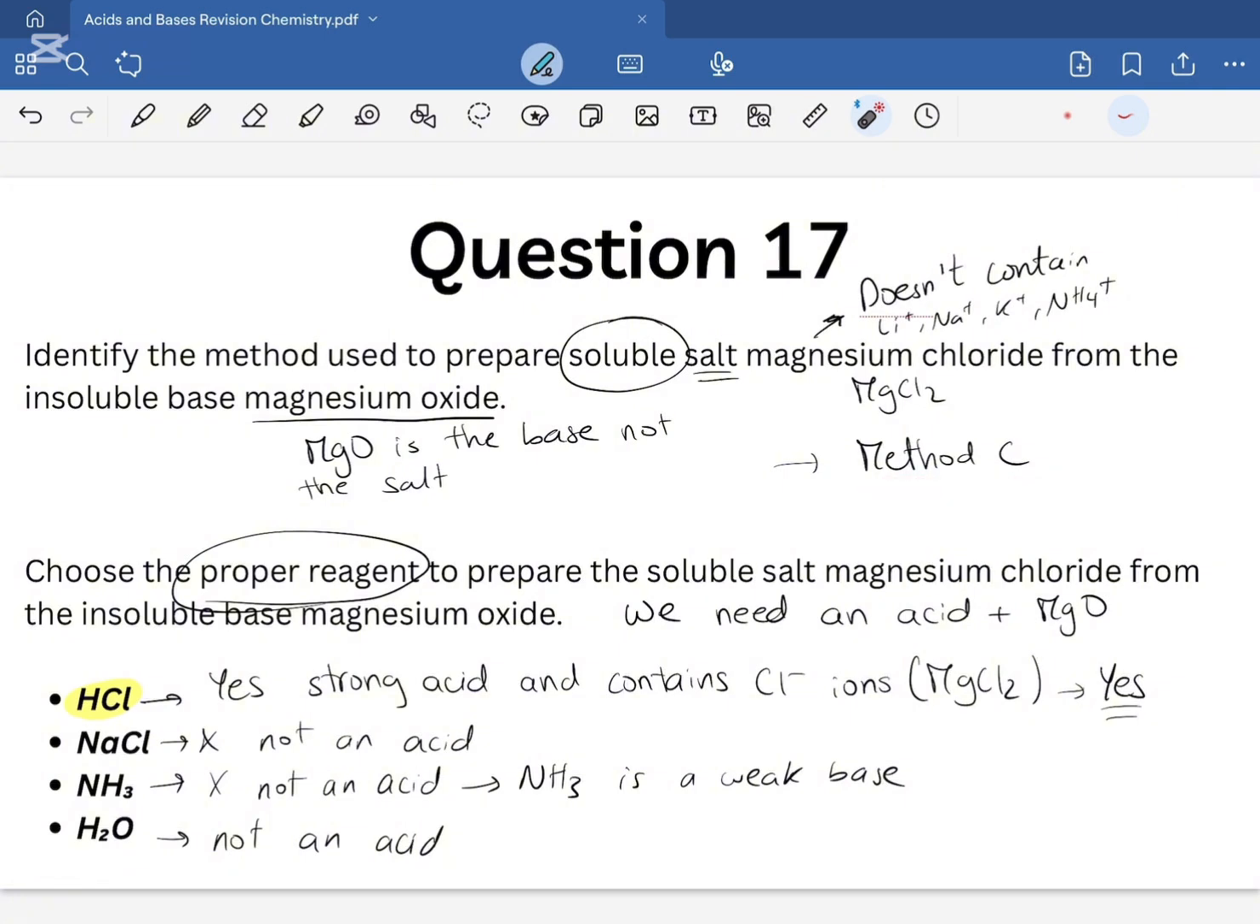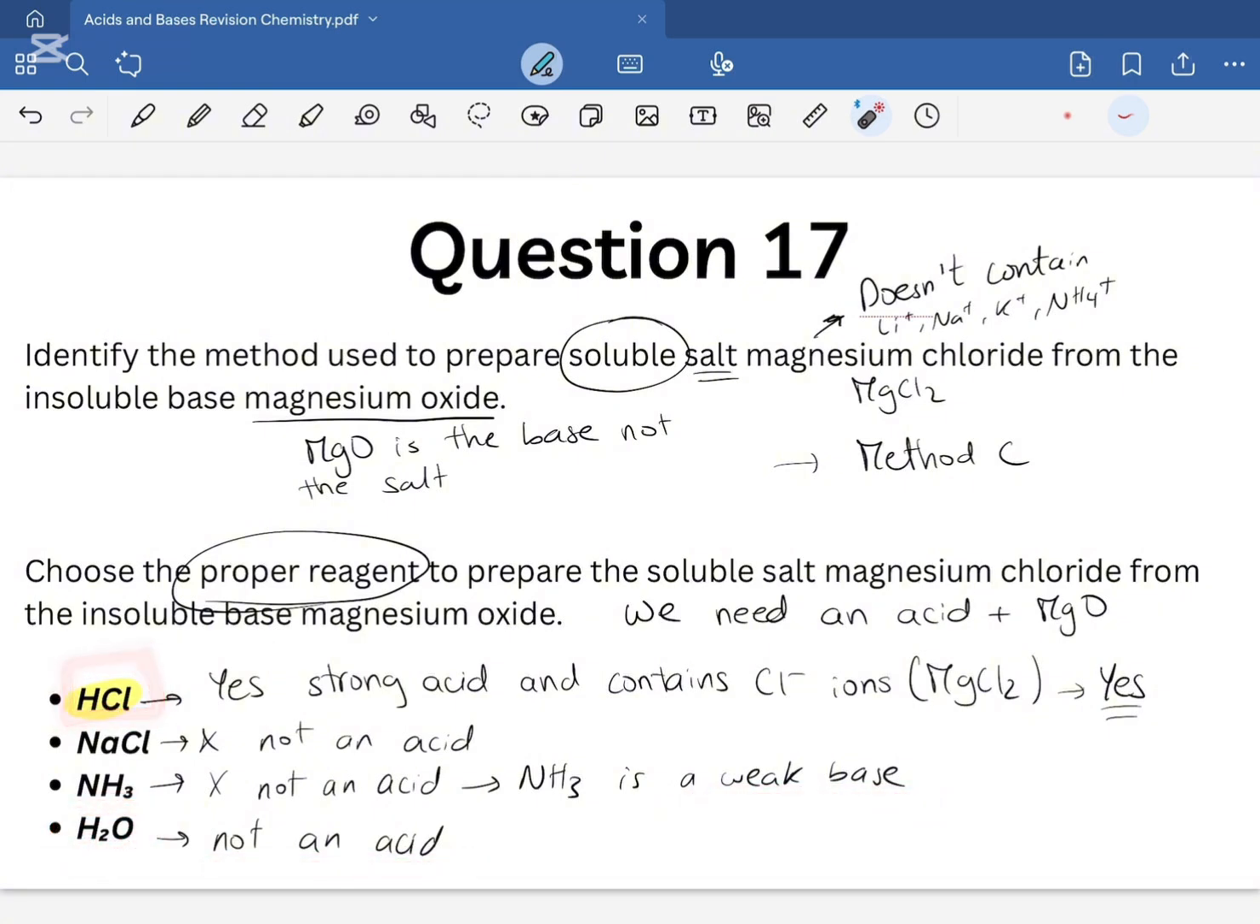Choose the proper reagent to prepare the soluble salt magnesium chloride from the insoluble base magnesium oxide. Now we are going to need an acid to react with the base, which is going to be magnesium oxide. So among these options, the only acid is HCl. This is not an acid, it's a salt. Ammonia is a weak base, and H2O is not an acid.